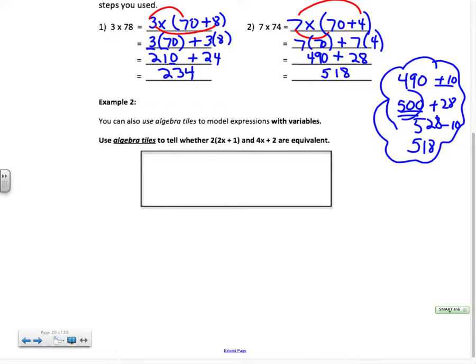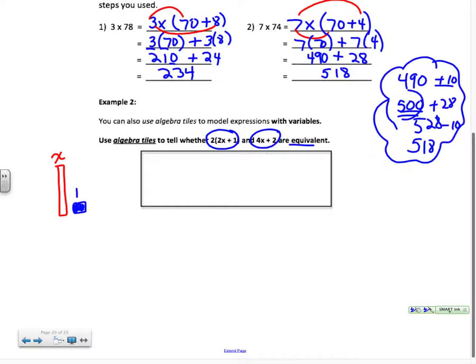All right, example 2. You can also use algebra tiles to model expressions with variables. So I know you don't have tiles in front of you, but I am going to let this long tile be an x, a variable that we don't know what the number is. And I am going to let this blue one represent the integer 1. Okay, so if you see that, that's a 1. All right, use algebra tiles to tell whether 2 times 2x plus 1 and 4x plus 2 are equivalent. Do those two mean the same thing?